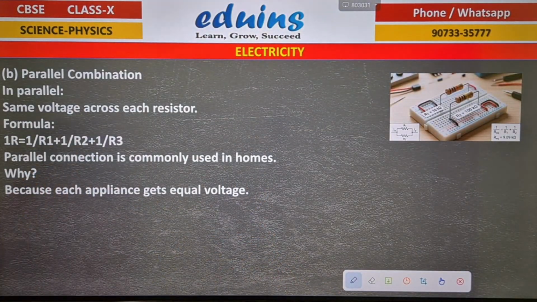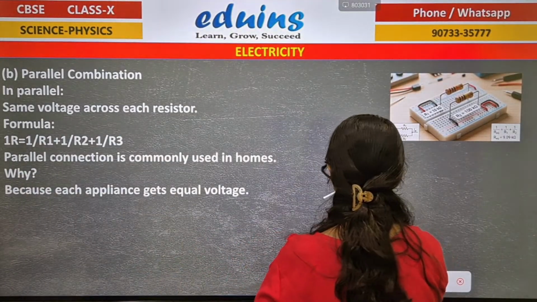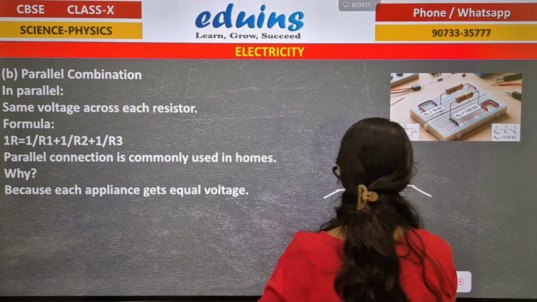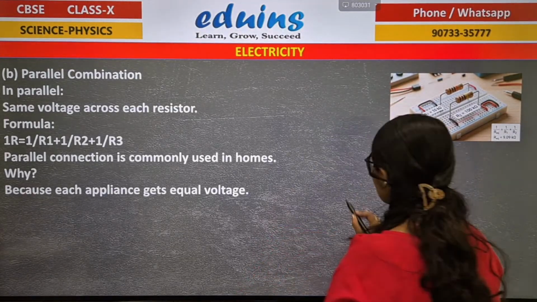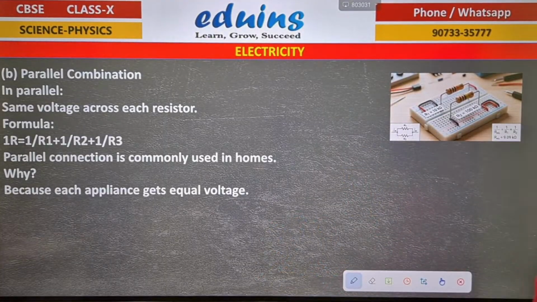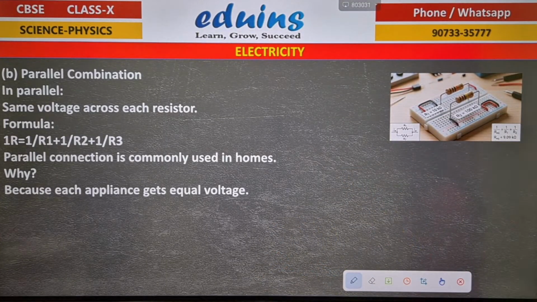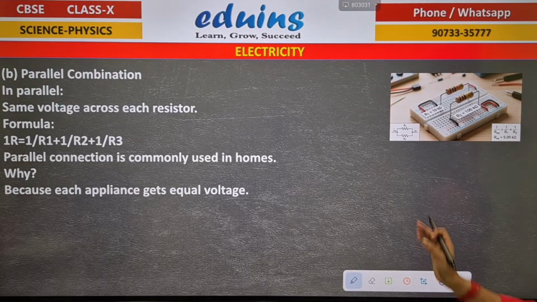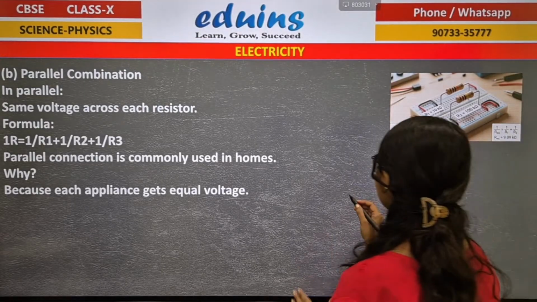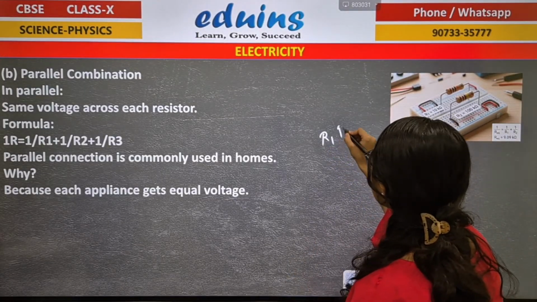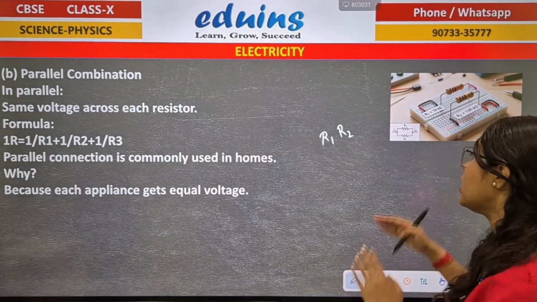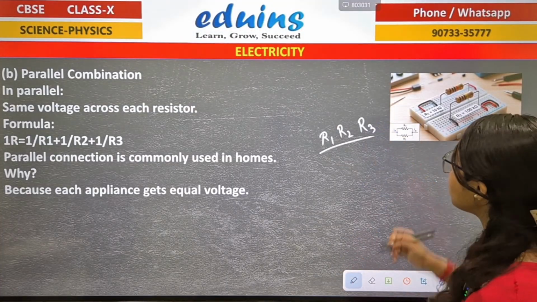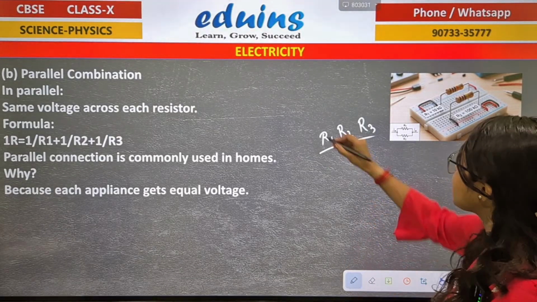So this is the parallel combination. For this we have to connect these resistors in this way. The beginning and the end of all the resistors are at the same point, so that they can share the same potential difference. So these are parallel resistors. We can take n number of resistors here, but for now we take 3 resistors.